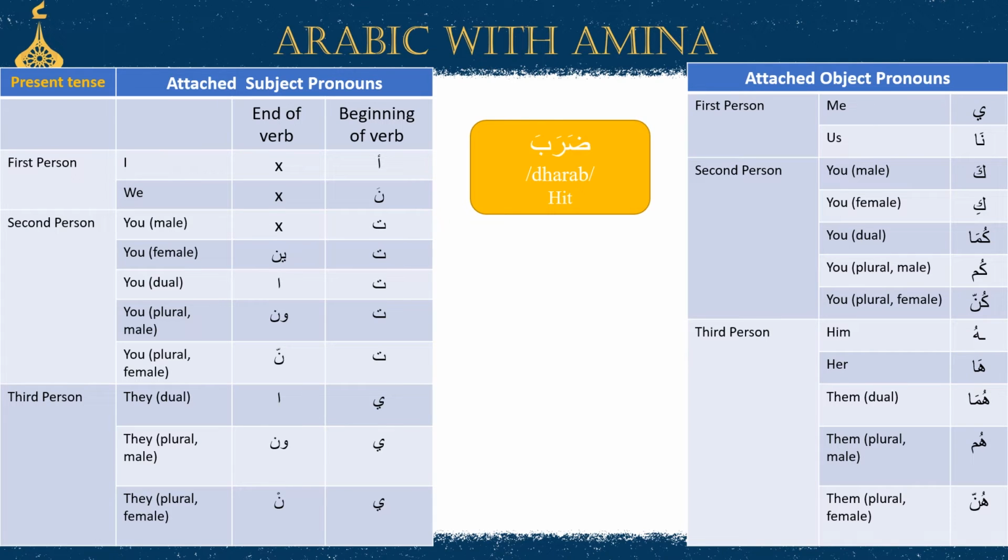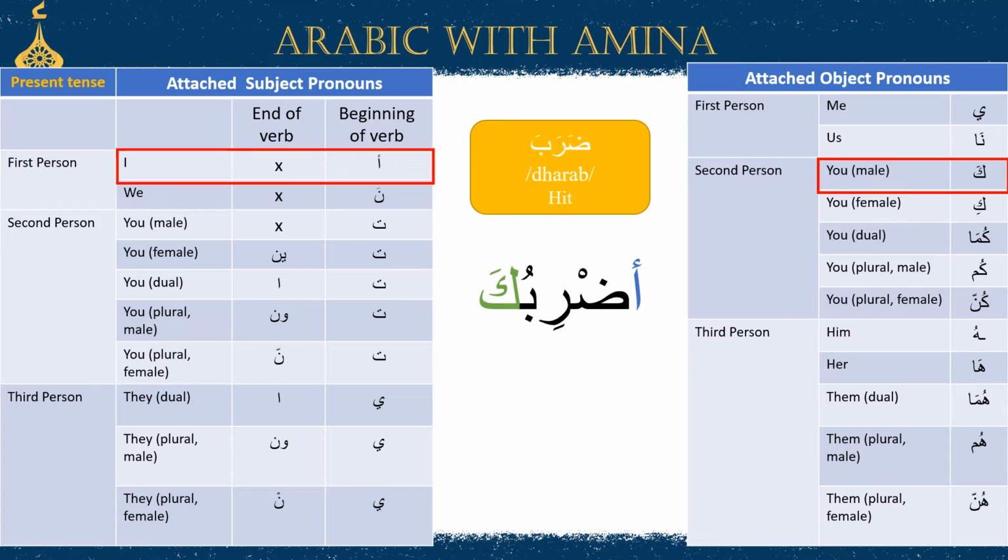If we are to say I being the subject, am hitting you being the object. So we're first going to add the subject pronoun. The subject pronoun of I is alif at the beginning of the verb, and then the object pronoun for you is kaf with a fatha. So that will be added to the end of the verb. أضربك. I, which is the alif. أضرب, I am hitting. أضربك, I am hitting you.